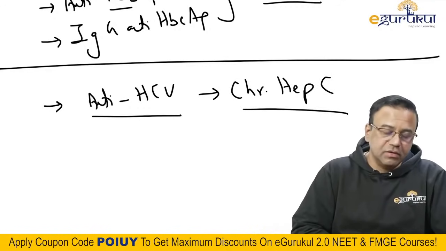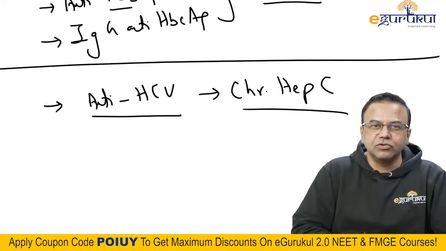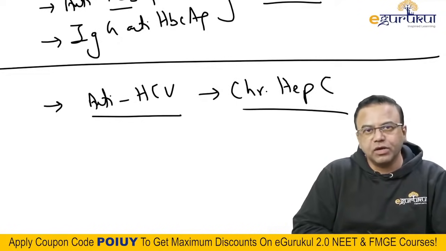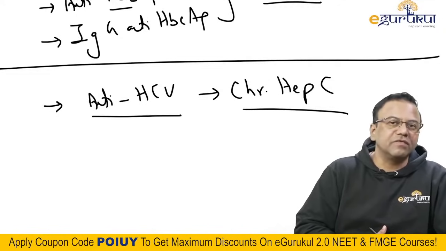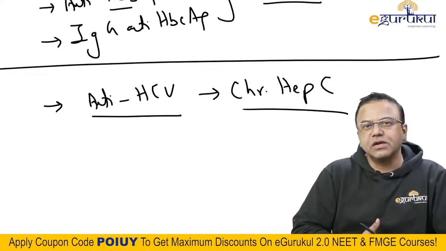As you know, acute hepatitis C is so transient that it is not going to be picked up. Most of the patients are asymptomatic during acute hep C. And this is the reason why the majority of the times when you diagnose hepatitis C, it's generally in the chronic form.